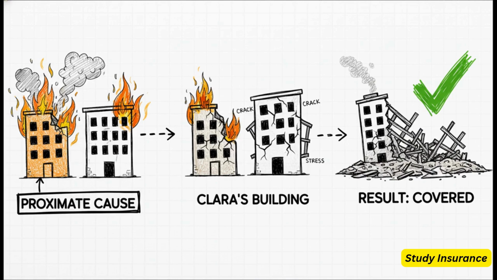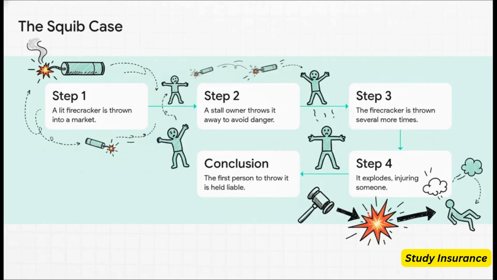Later, her building collapses. So what's the proximate cause? It's the fire. Even though the collapse happened later, it was a direct, natural, uninterrupted result of the fire. That's our first domino. So Clara's claim? It's covered. And now for a really famous one you might see, the squib case.